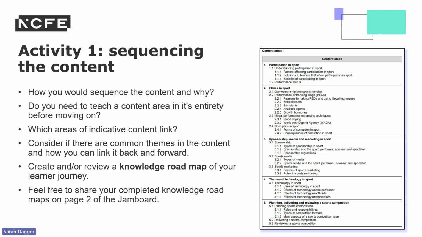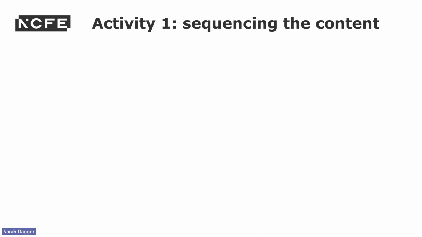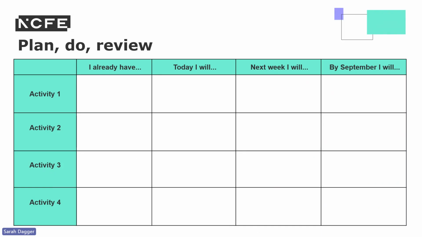Perfect. So I'll leave that activity for something you might want to continue doing in the background. It might be something you take away from today's session. On the screen, you'll see a plan, do, review reflection task. The idea is that you think of that as activity 1: what have you already done? It might be that you've already planned your content, or already started to explore the qualification.